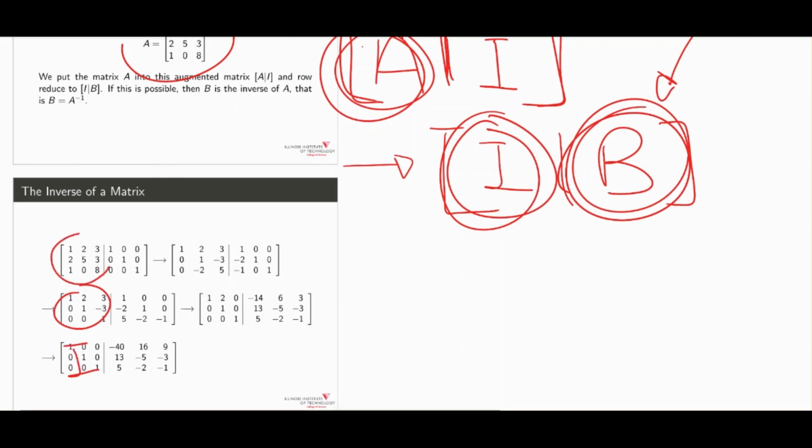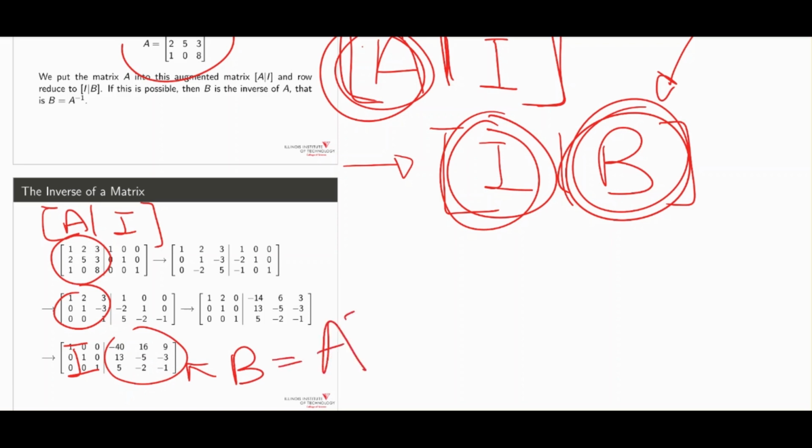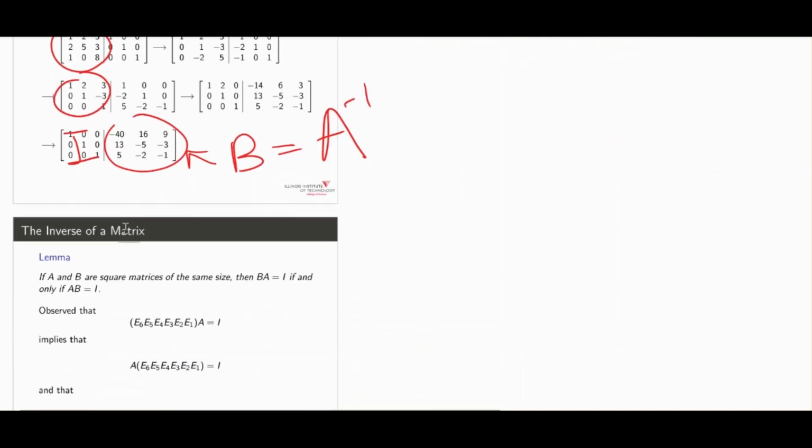Now, what I'm claiming is that if you can do that, this A I right here, if you change it to I B, then whatever this matrix B here is, this will be the inverse of A. So this part here, this B, this matrix, is the inverse of A. Computationally, it's actually pretty straightforward, very easy to do. And the question is why this method works. So now we are going to talk about that.